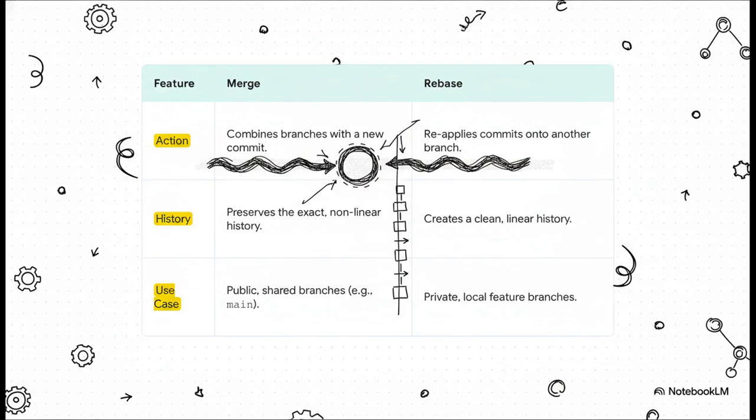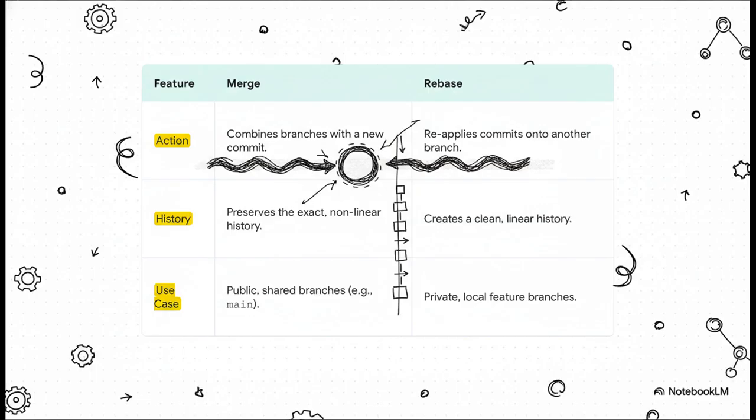It perfectly preserves the real messy history of exactly what happened. Rebase, on the other hand, rewrites history. It takes all of your commits and replays them one by one right on top of the main branch, making it look like a perfectly straight linear timeline. This leads us to the golden rule of Git.